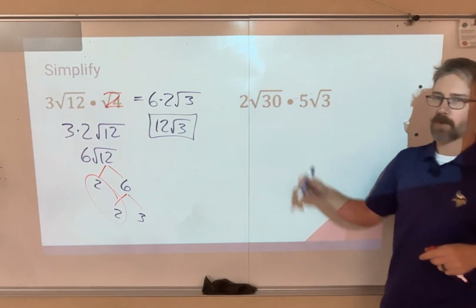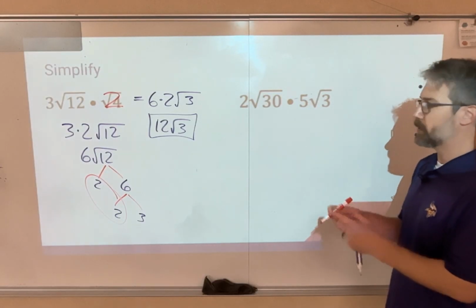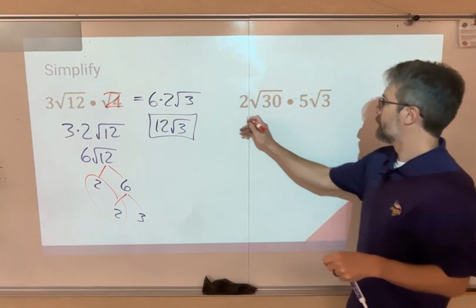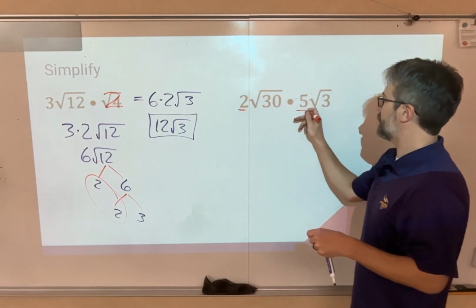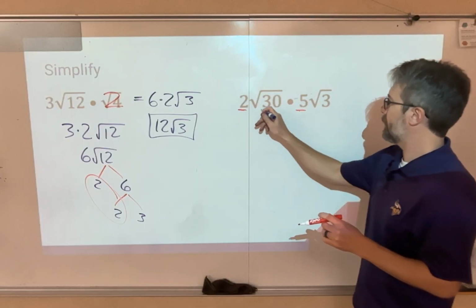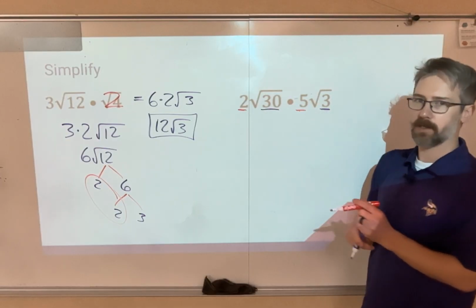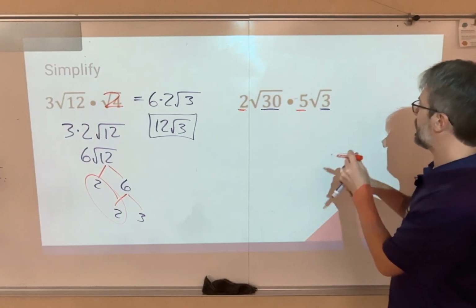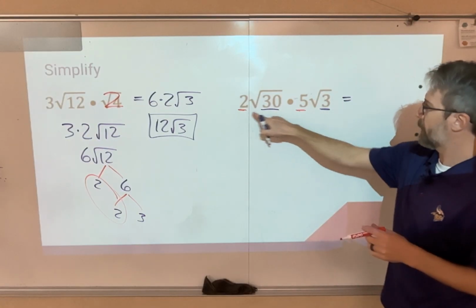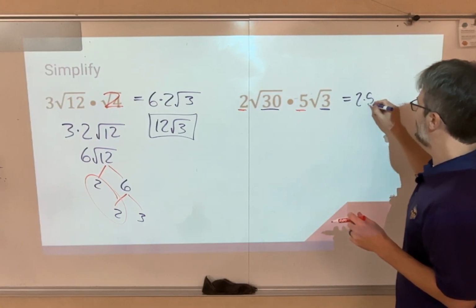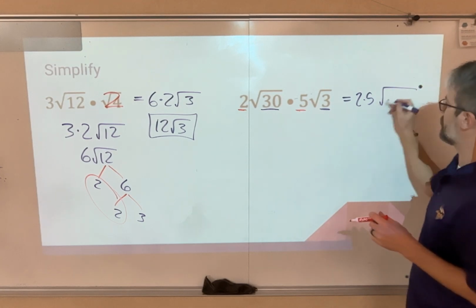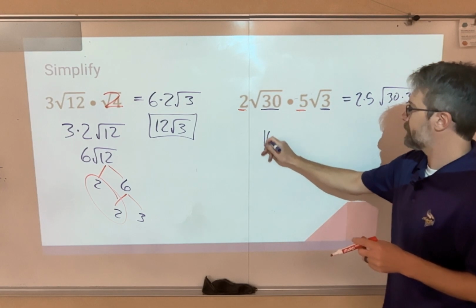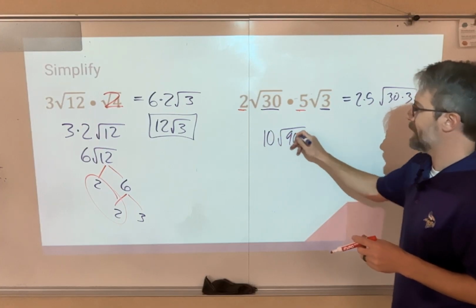There's no perfect squares right away. So what I'm going to do is just multiply this, and then simplify it. So the stuff on the outside can multiply together. The stuff on the inside can multiply together. But stuff on the outside and inside don't multiply together. So on the outside, it's going to be the 2 times 5, and on the inside, it's going to be the 30 times 3. That's going to give us 10 root 90.